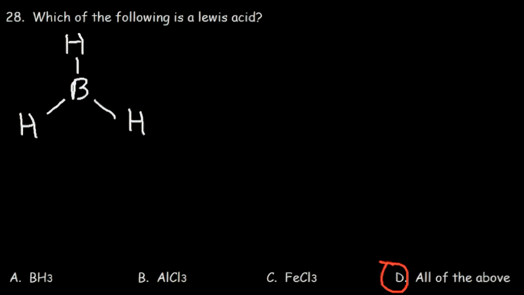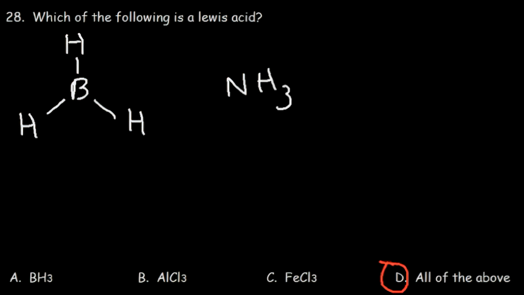So, because boron doesn't have 8 electrons, it's electron deficient, and so it can accept a pair of electrons. And Lewis acids are electron pair acceptors. Lewis bases are electron pair donors. A Bronsted-Lowry acid is a proton donor, and a Bronsted-Lowry base is a proton acceptor. An Arrhenius acid is a substance that generates H plus or hydronium ions in solution. An Arrhenius base is something that generates hydroxide ions in solution. But BH3 is a Lewis acid. It can accept a pair of electrons.